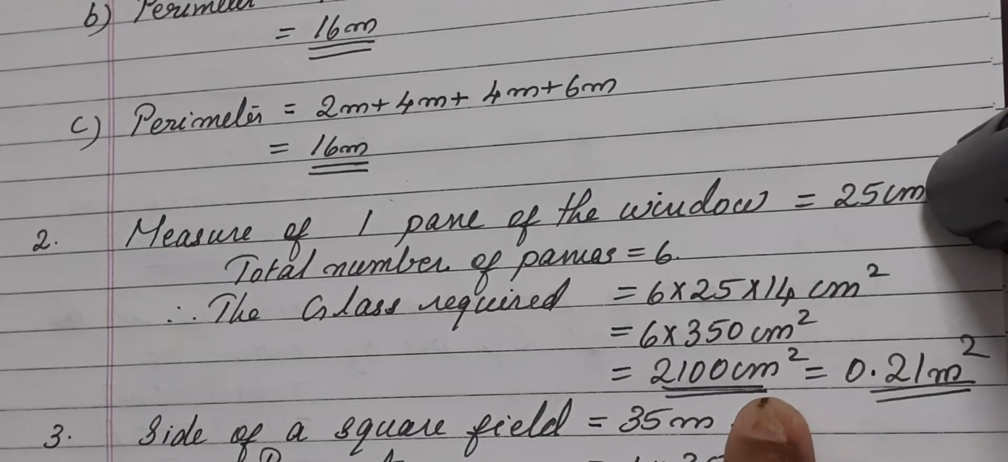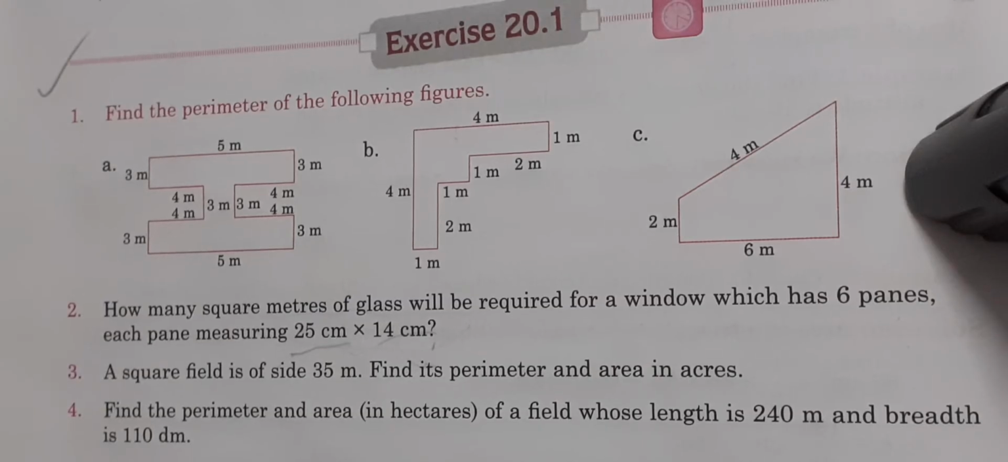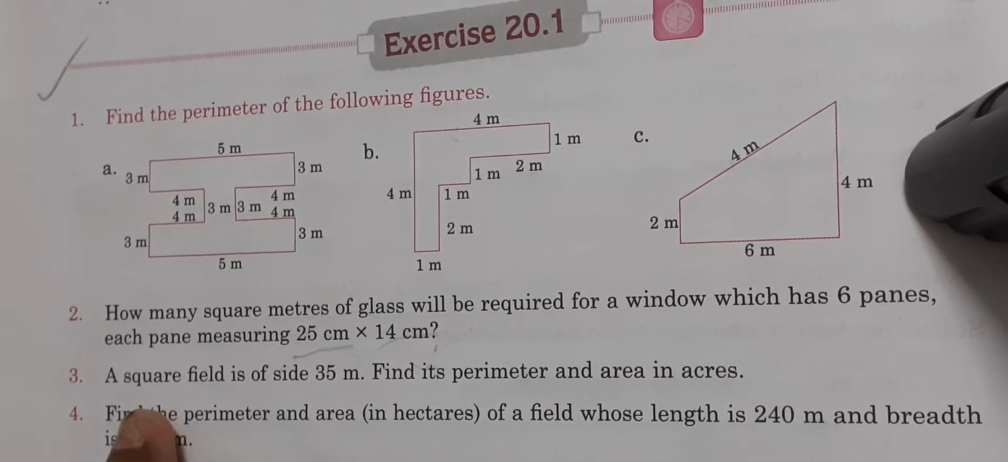They ask how many square meter. Okay, that means this centimeter square you have to convert into meter square. How to convert? Divide by 10,000. So you will get 0.21 meter square. Now we will move to the third question. All of you read the question.